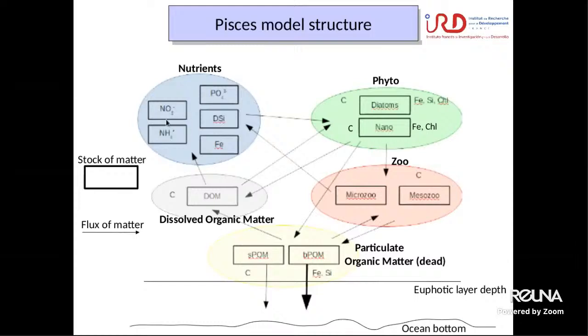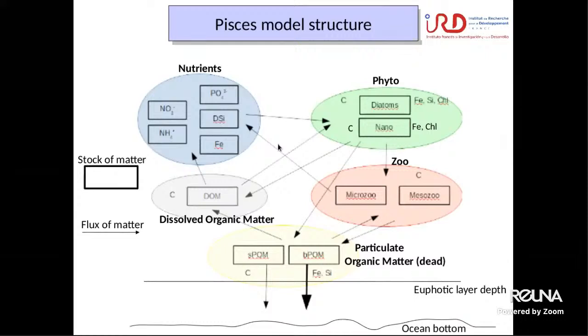Where there is less detail and maybe fewer processes is in the nitrogen cycle. For instance, there is no nitrite. You know that nitrite is a chemical species that you can find in oxygen minimum zones due to denitrification. So denitrification and nitrite production are not explicitly modeled in PISCES. So there is maybe not a lot of detail on the nitrogen cycle.